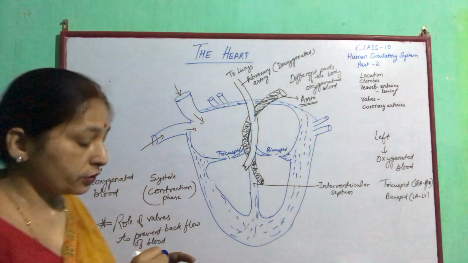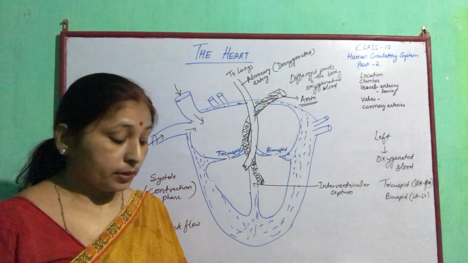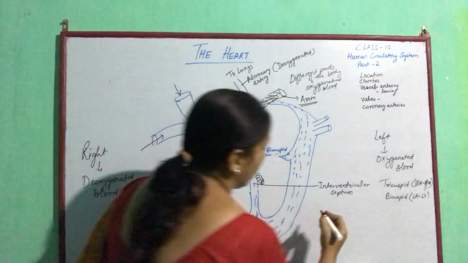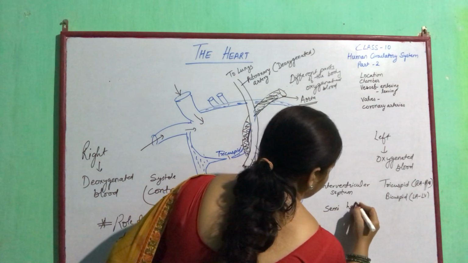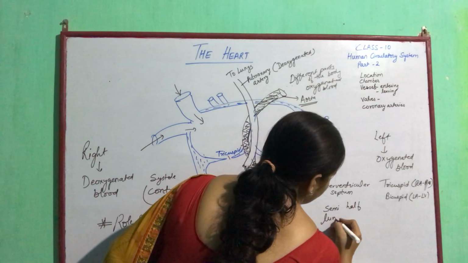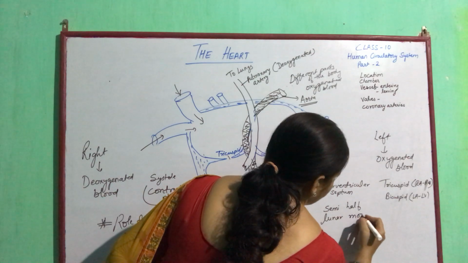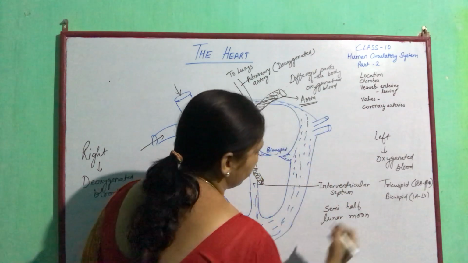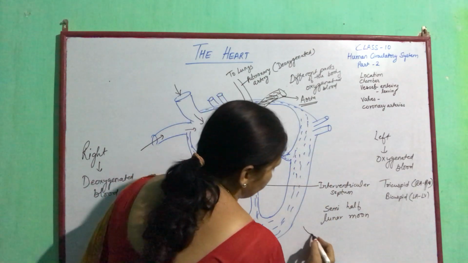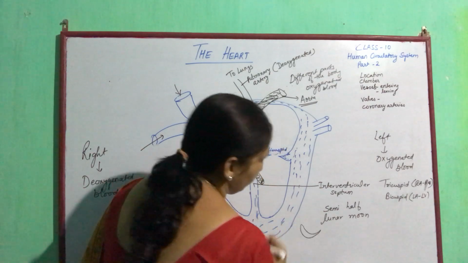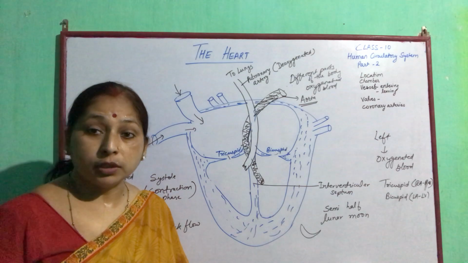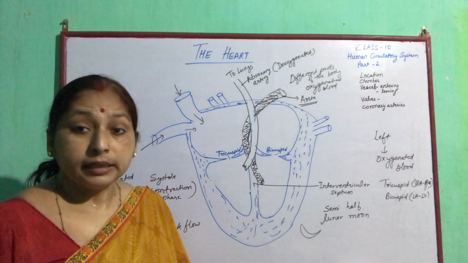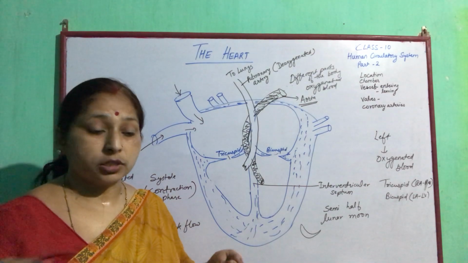Now what is the role of semilunar valves? Name semi. Semi means half. Lunar, moon. So the shape of the valves is like half moon. That's why the name is semilunar valve. These valves are pocket-like structures.